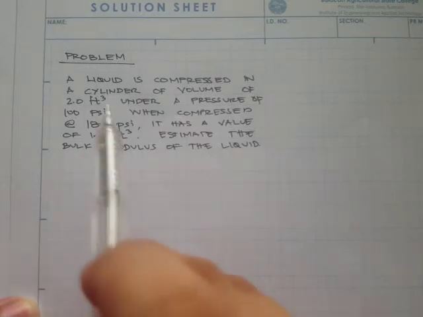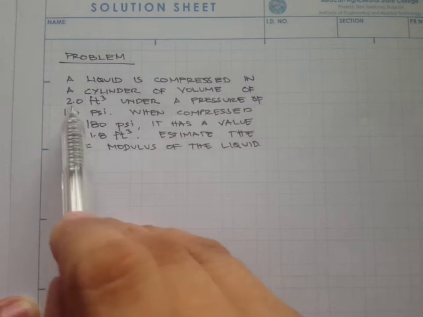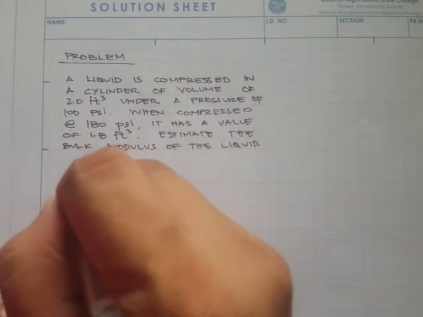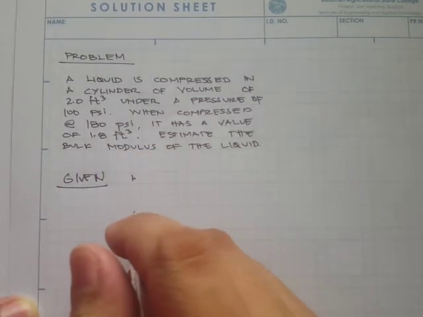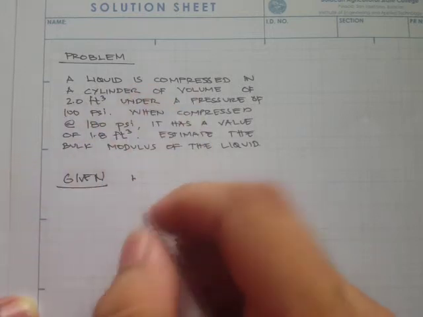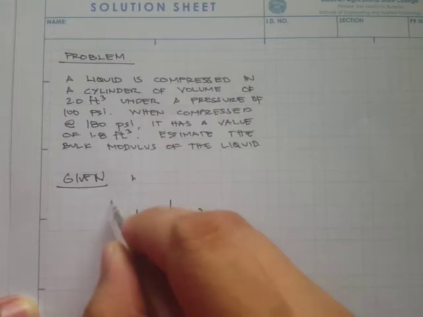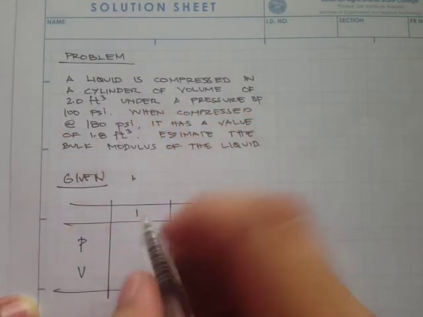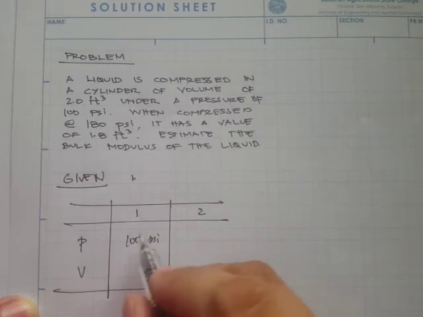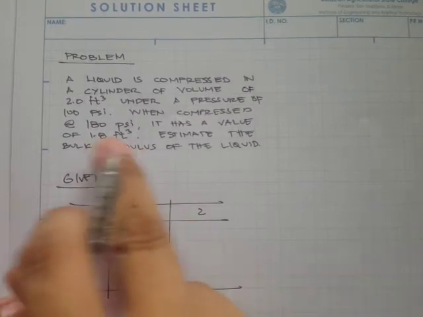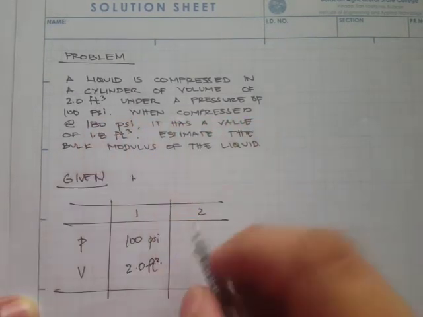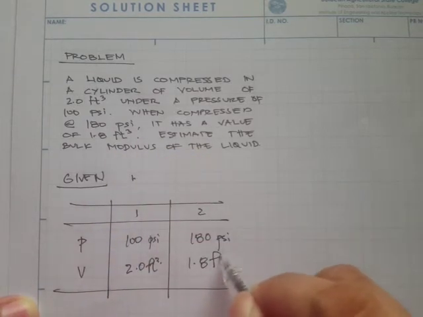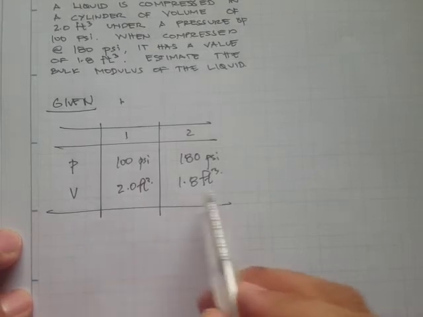So we have a change. Let's say at condition 1, we have 2.0 feet cube at a pressure of 100 psi. So we can just write given, and then we can tabulate the data. So we have condition 1 and then condition 2, and we have the pressure and the volume. For pressure 1, it says here 100 psi, and our volume is 2.0 feet cube. But for condition number 2, when compressed at 180 psi, we have a volume of 1.8 feet cube. So we have a larger volume here and a decreased volume here when compressed.